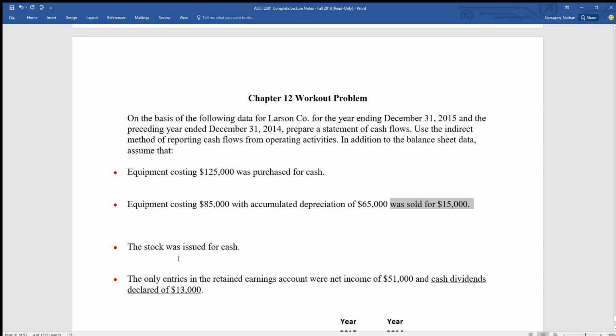Then this says we issued stock for cash. So if we have any changes in common stock, there should be an increase in our cash.